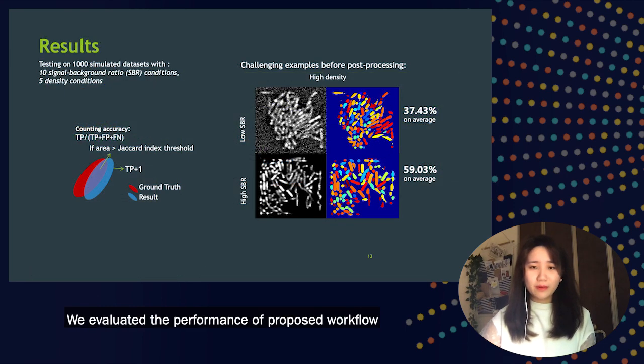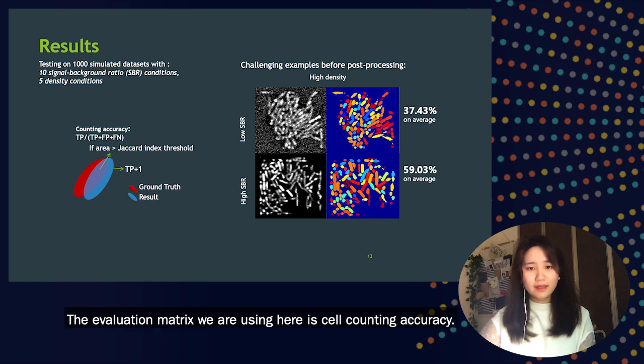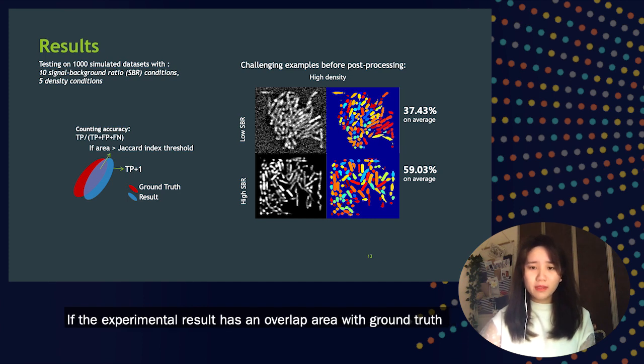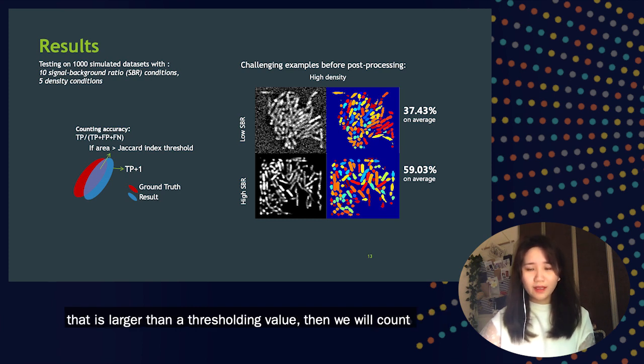We evaluated the performance of the proposed workflow with 1,000 simulated datasets with 10 signal-to-background ratio conditions and 5 density conditions. The evaluation metric we're using here is cell counting accuracy. If the experimental result has an overlap area with ground truth that is larger than a thresholding value, then we will count the current result as a successful segmentation count, which is a true positive.